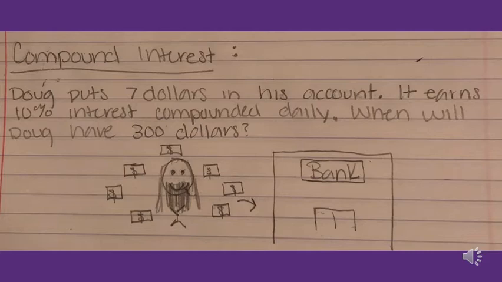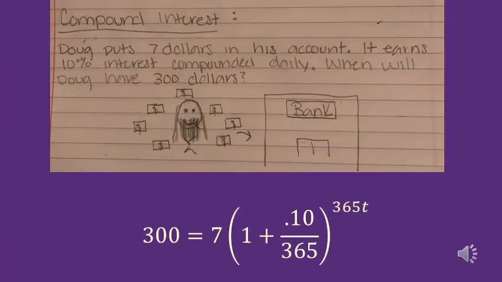And every interest problem looks something like this. You start with a certain amount, we want to know when you're going to have a certain amount, and we've got to know the interest and how many times a year it's compounded. When you plug into the interest formula, you'll have something that looks kind of like this. We have 300 equals 7 times quantity 1 plus 0.10 over 365, all of that raised to the 365t power.